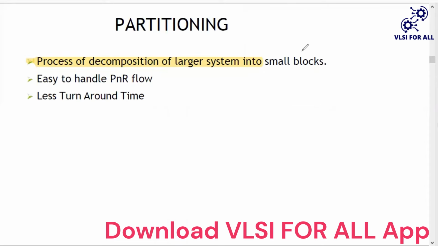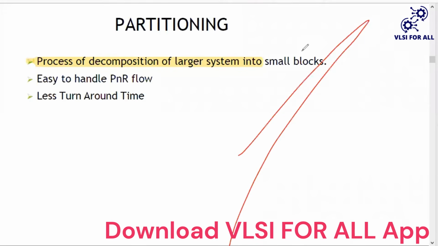This is the partitioning tool. Vendors will be defining the different partitions. This is the way the tool divides the design into sub-blocks. If we divide into partitions, the PNR flow for each partition is easy to handle. Compared to previously, when there were millions of transistors, now there are lakhs of transistors, so it is easy to handle the PNR flow.